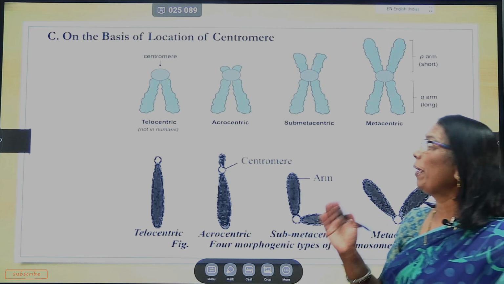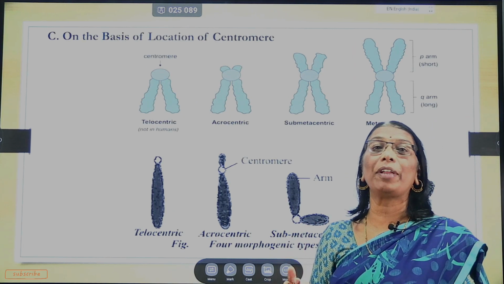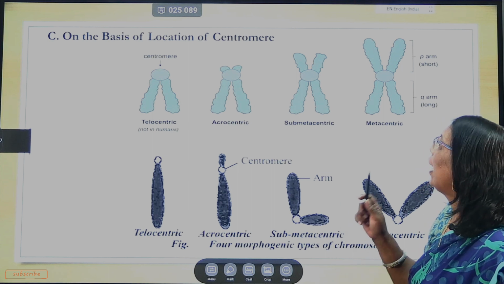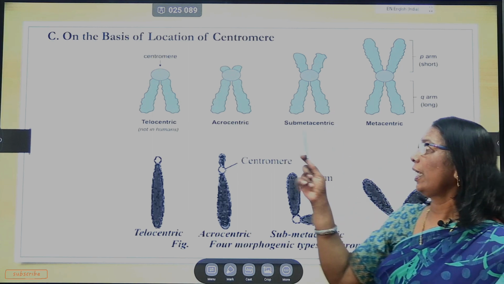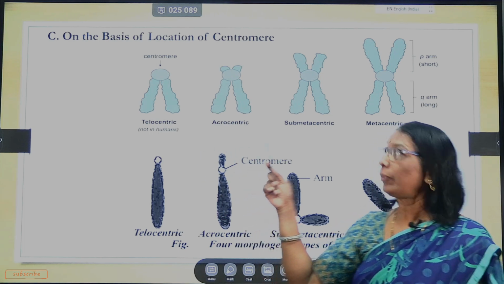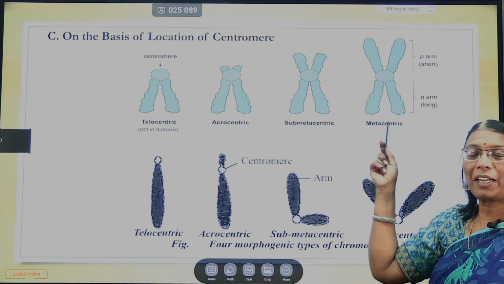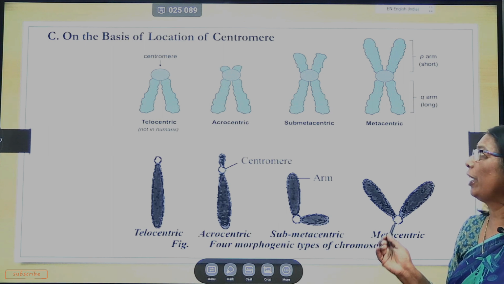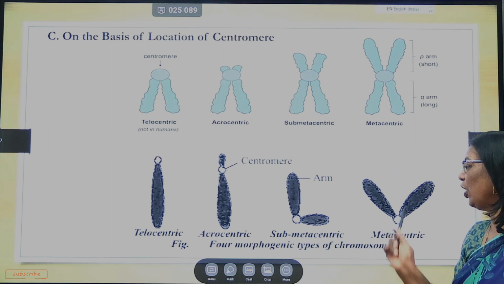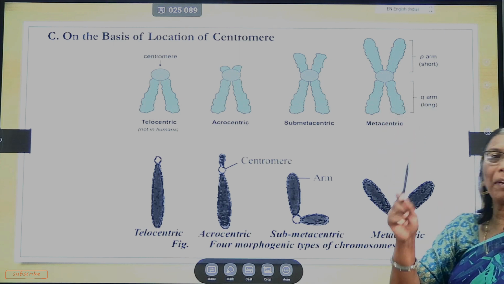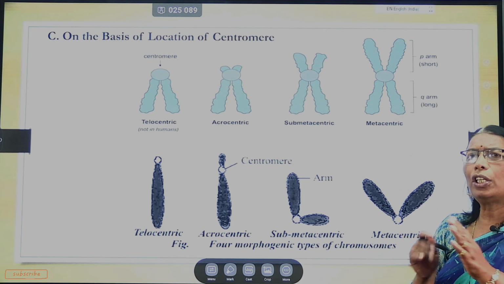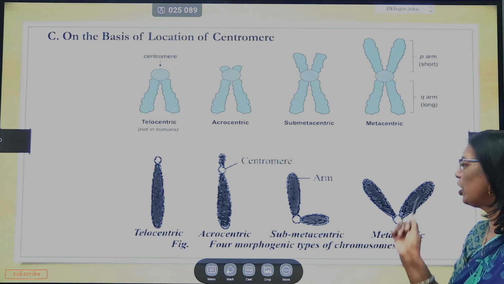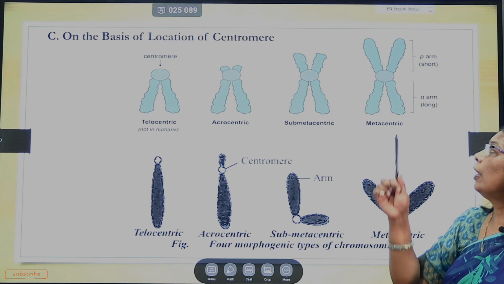Then again, on the basis of the location of the centromere throughout the length of the chromosome, chromosomes are classified as metacentric, submetacentric, acrocentric and telocentric. Metacentric means the centromere is present in the middle position of the chromosome, and therefore during anaphasic movement these chromosomes appear V-shaped, because the centromere is at the middle and the two arms are of equal length. Therefore, they show a V-shaped appearance during anaphasic movement.